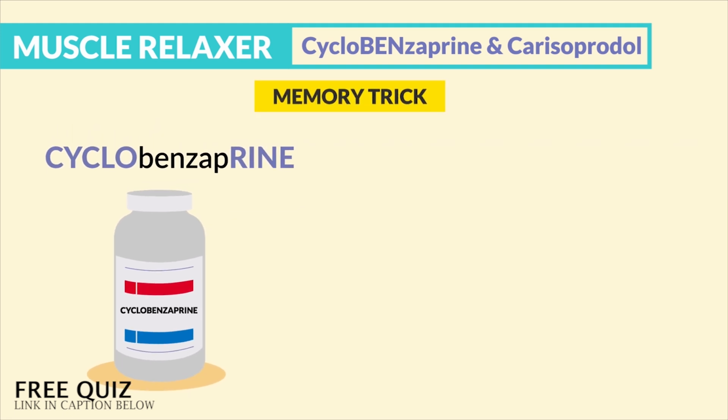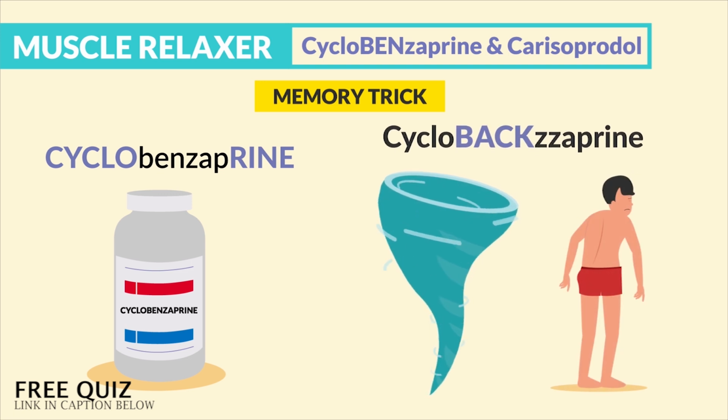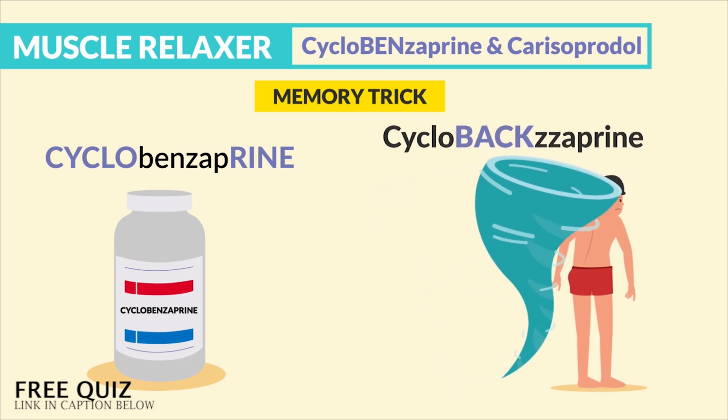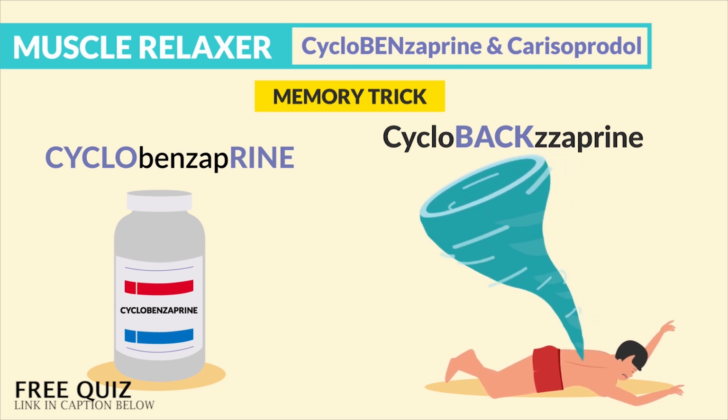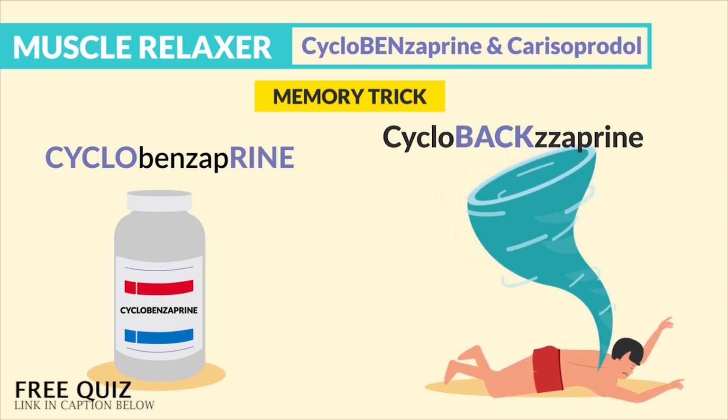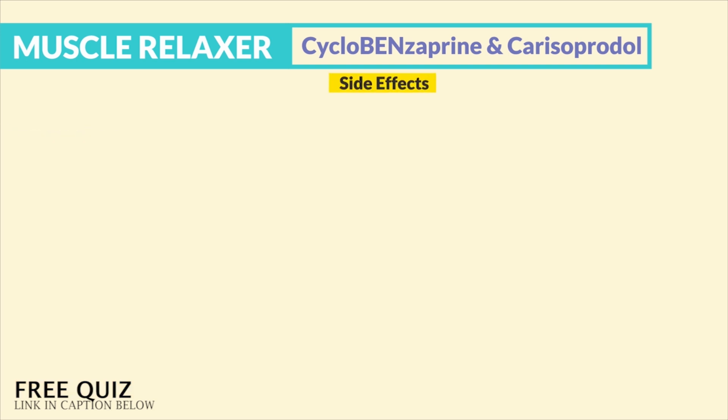So the memory trick we use is cyclobenzaprine. Just think of a cyclone hitting your back, like a cyclone twister hit your back, and now you need a muscle relaxer. Now for the side effects.